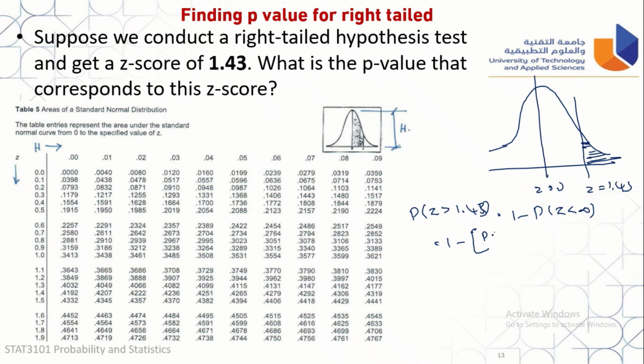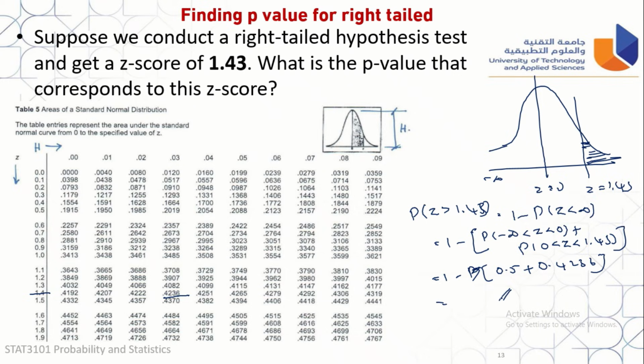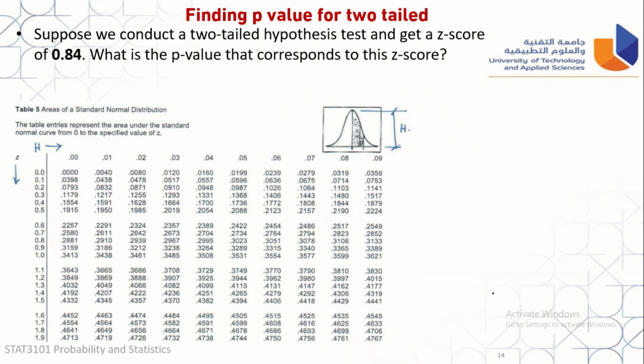How can we write? Probability of minus infinity less than z less than 0 plus probability of 0 less than z less than 1.43, which is equal to 1 minus probability of, change it to positive and write the respective value, 0 to 1.43. What is the value? If this is 1.4, this is 3, 0.4236. And write your final answer. That's the p-value for this one.